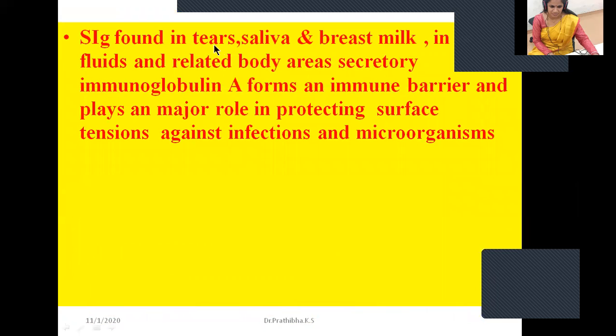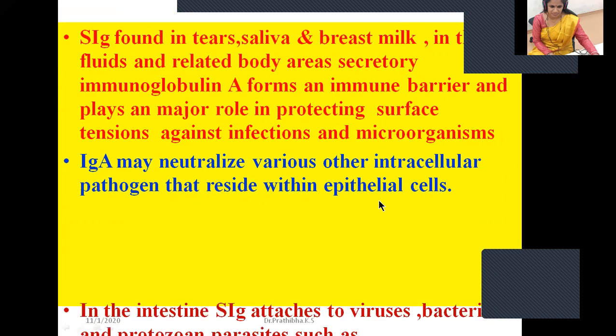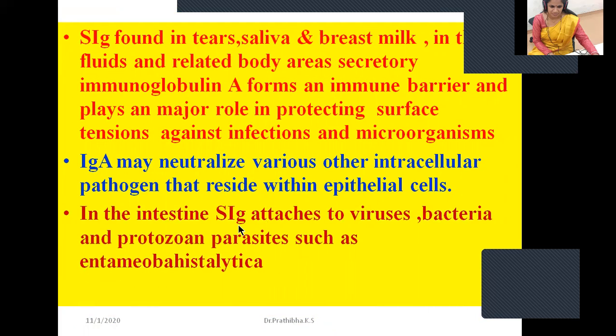Secretory immunoglobulin is found in tears, saliva, and breast milk. In these fluids and related body areas, secretory immunoglobulin A forms an immune barrier and plays a major role in protecting surfaces against infections and microorganisms. IgA may neutralize various other intracellular pathogens that reside within epithelial cells. In the intestine, the secretory immunoglobulin attaches to viruses, bacteria, and protozoan parasites such as Entamoeba histolytica.